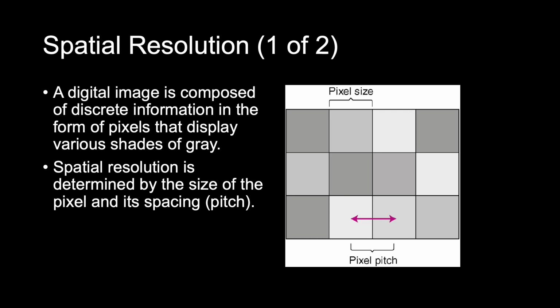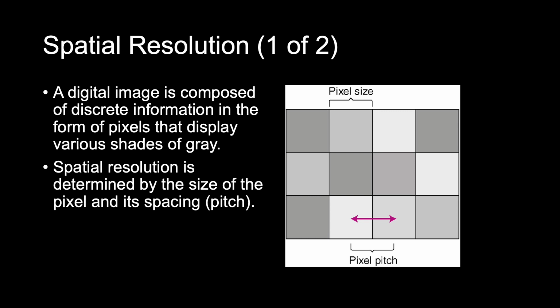A digital image is composed of discrete information in the form of pixels that display various shades of gray. The size of the pixel is measured in microns. 100 microns equals 0.1 millimeters. The greater the number of pixels in a matrix image, the smaller their size. An image consisting of a greater number of pixels per unit area, or pixel density, provides improved spatial resolution.